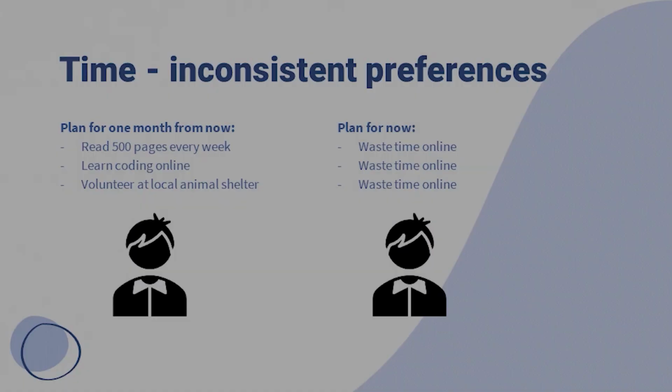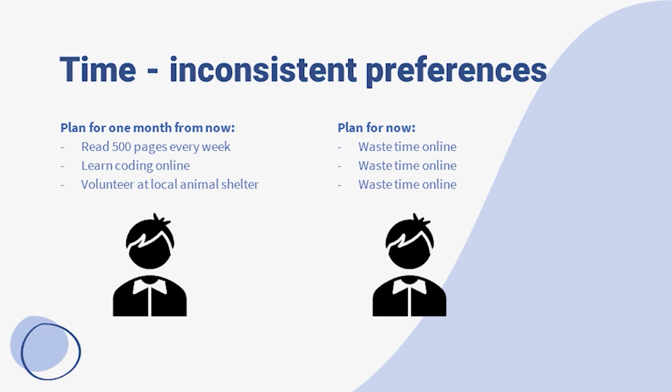The first is time inconsistent preferences. So this essentially means that human behavior or human choices are a function of at what point of time they're made. So, for example, while making the plan for, say, 1 month from now, I would have something very ambitious like I want to read 500 pages every week. I want to learn coding online. I want to volunteer at an NGO close to my house. But while making the plan for what I should do right now, it always ends up being a lot less ambitious and a lot less productive.